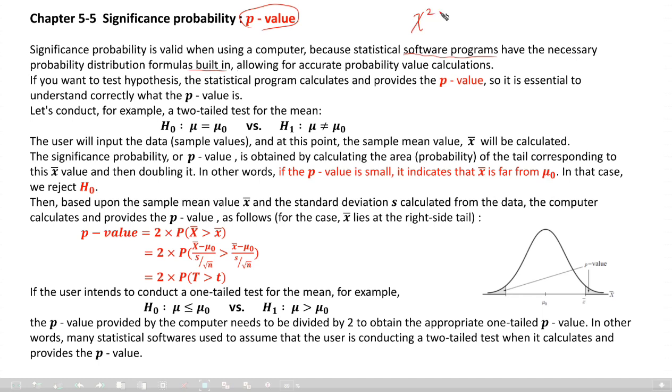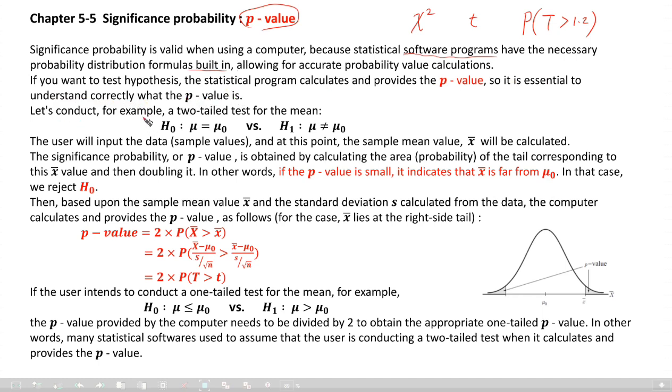We do not use the probability distribution formula for chi-square or t. It is very difficult. We cannot solve the probability, say, P(t greater than 1.2), even with degrees of freedom 30. Okay, we cannot solve this probability. A computer can solve it because the software has the t distribution function built in. If you want to test a hypothesis, the statistical program calculates and provides the p-value. So it is essential to understand correctly what the p-value is.